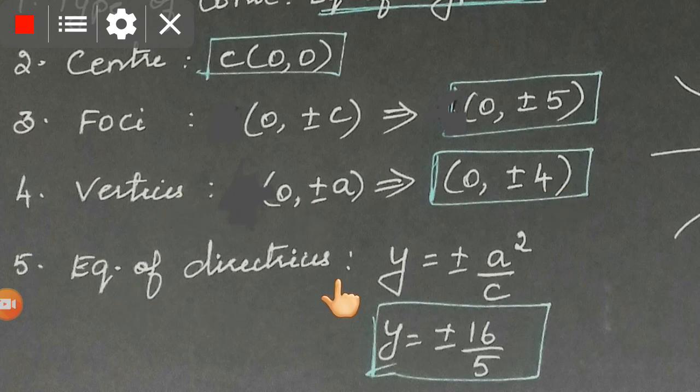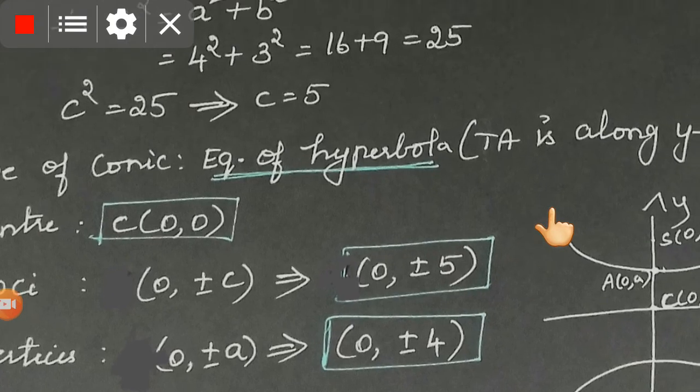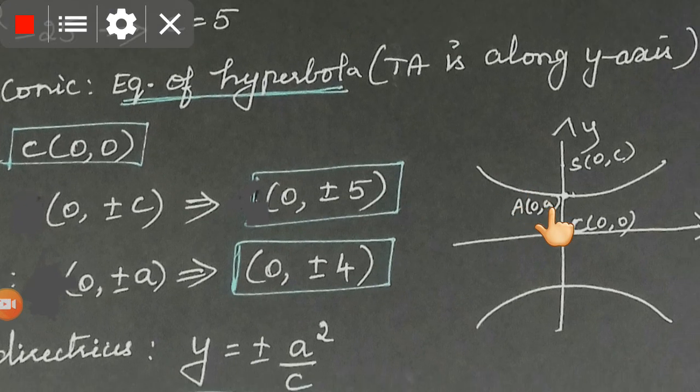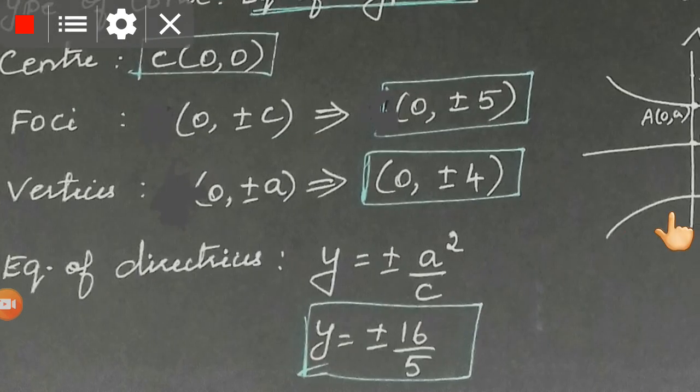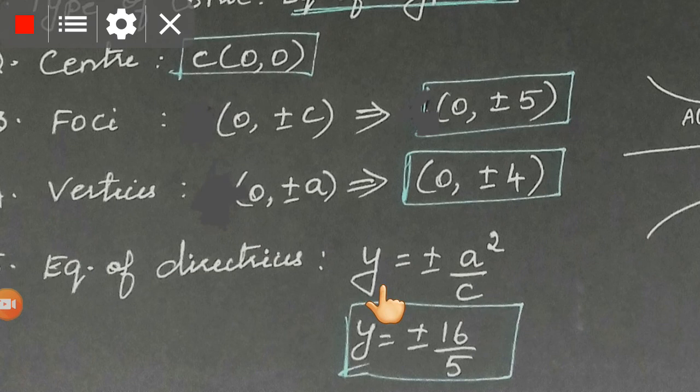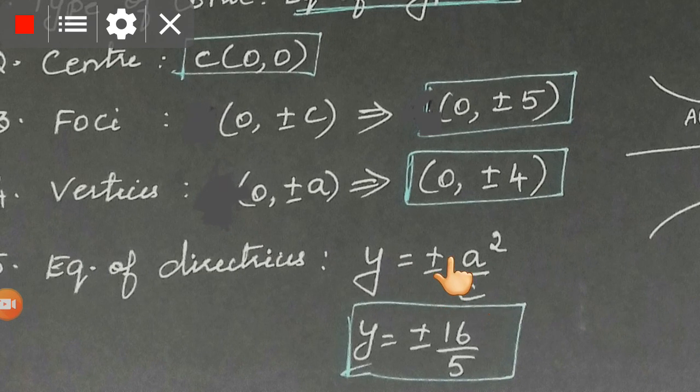Next, equation of directrices. Here the transverse axis is along the y-axis, isn't it? So the directrix we draw will be horizontal. What will the directrix we need to draw look like? It will be horizontal. For a horizontal line, we mention it in the equation as y is equal to. Therefore, y is equal to plus or minus a square divided by c.